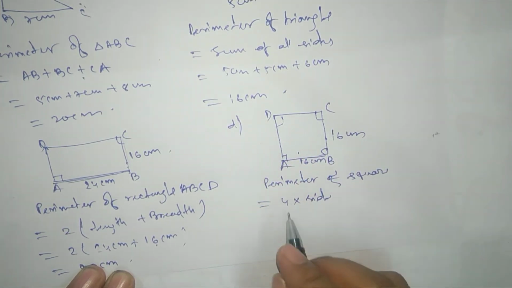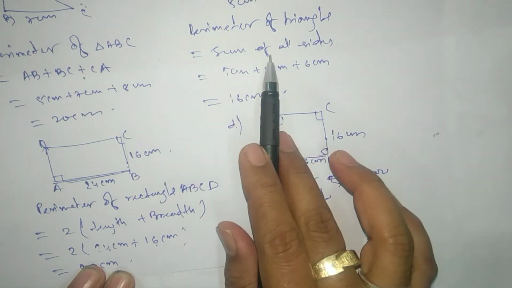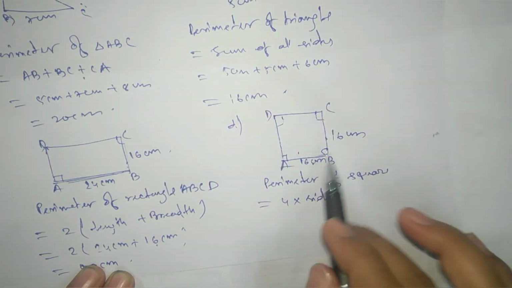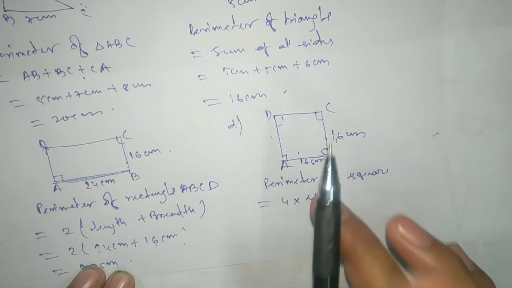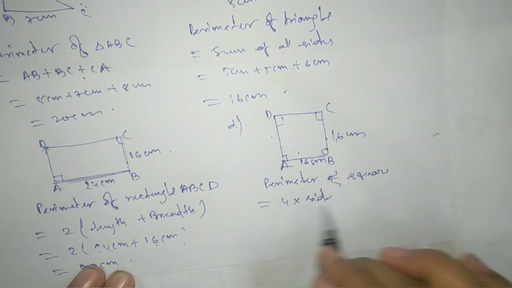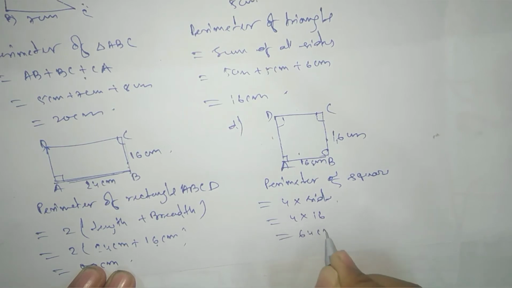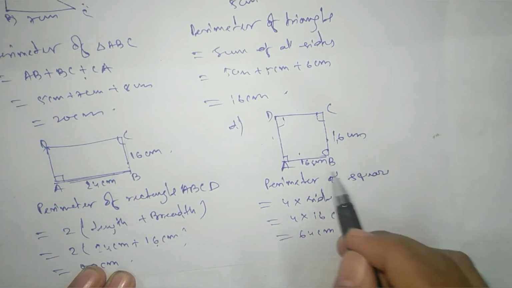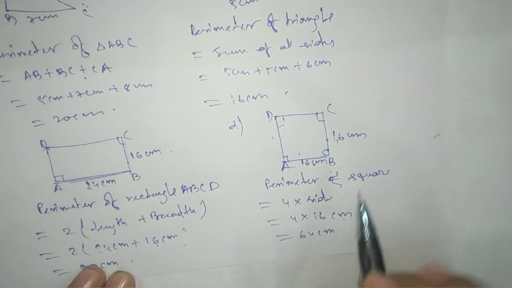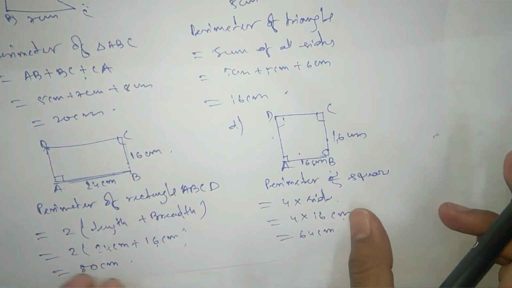That means 4 into side, here also we are applying the same thing, that is sum of all sides. That means 16 plus 16 plus 16 plus 16, that means 4 times 16. So directly we write 4 into side, that means 4 into 16, and we get 64 cm. If it is meters, then we need to write meters. The unit should be according to the question. Okay, next problem, we'll proceed.